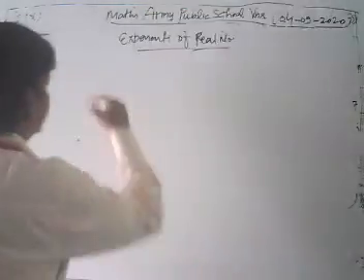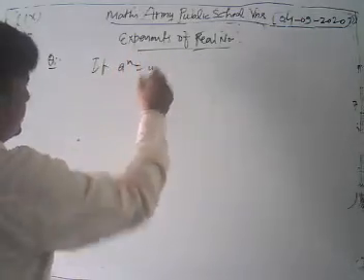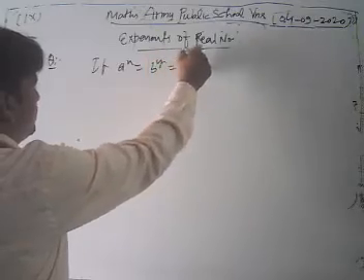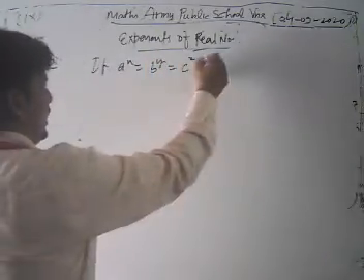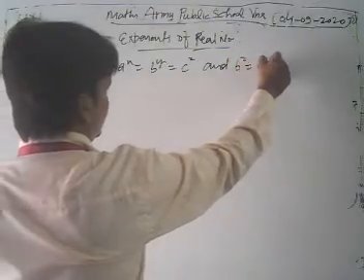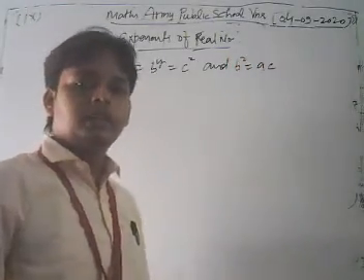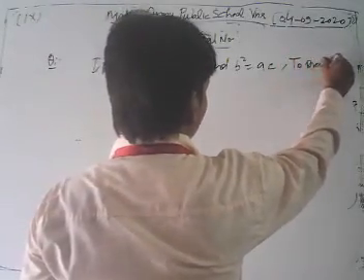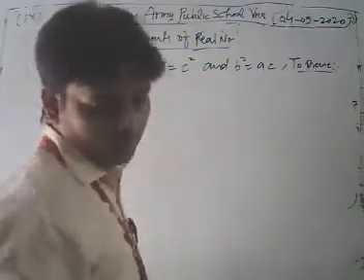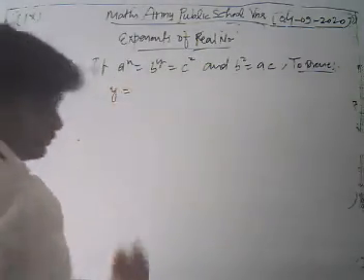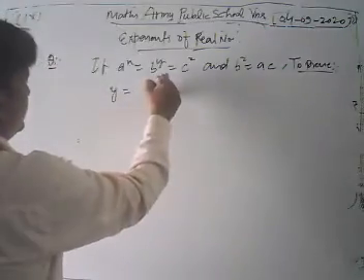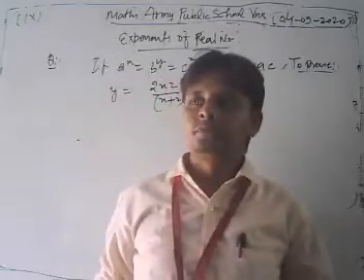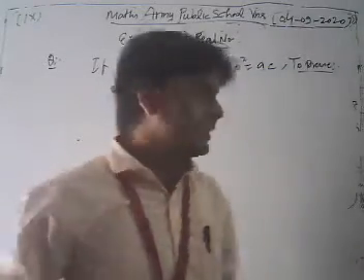If a to the power x is equal to b to the power y is equal to c to the power z, and b square is equal to ac, prove that 2y is equal to 2xz upon x plus z. This is one of the most important questions of your syllabus. Okay, let's see its solution, dear student.